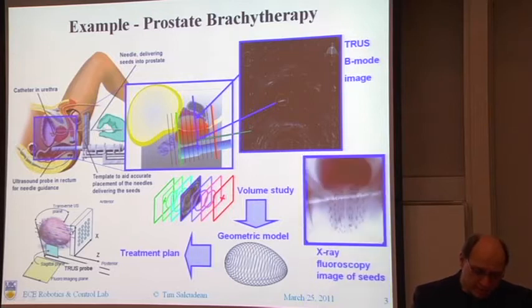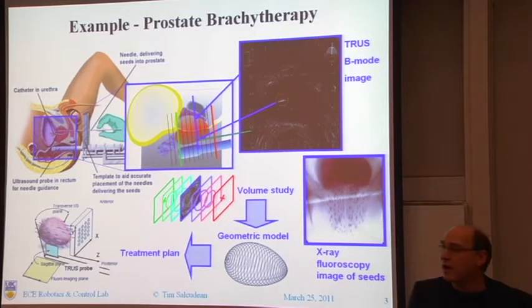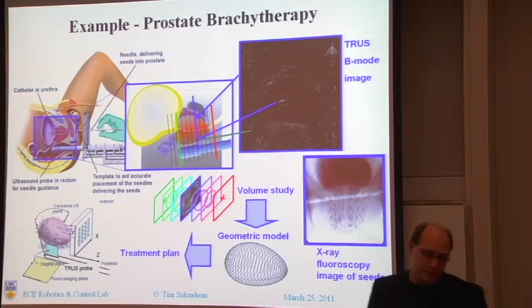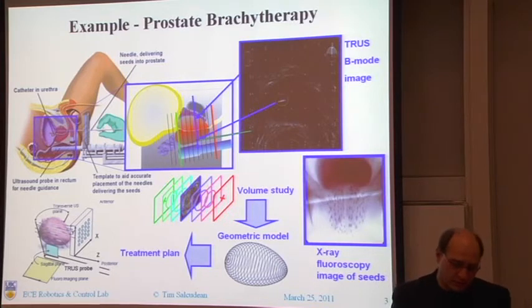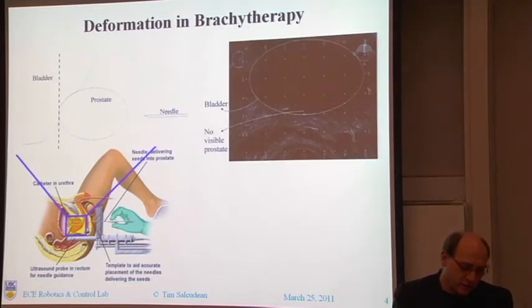What happens at the end is that you have a bunch of radioactive seeds, and over 6 months they slowly stop glowing, and the cancer is killed. It's a very successful treatment. The 5-year biochemical relapse rate is very low. However, when you look at inserting the needle into the prostate, the needle itself exerts a force onto the prostate, which actually moves.